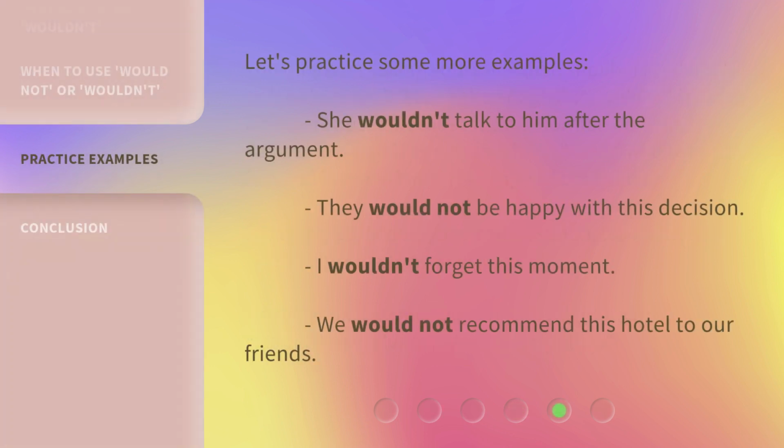Let's practice some more examples. She wouldn't talk to him after the argument. They would not be happy with this decision. I wouldn't forget this moment. We would not recommend this hotel to our friends.